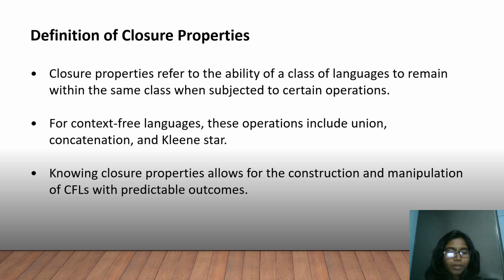Let us discuss the definition of closure properties. Closure properties refer to the ability of a class of languages to remain within the same class when subjected to certain operations. For context-free languages, these operations include union, concatenation, and Kleene star. Knowing closure properties allows for construction and manipulation of context-free languages with predictable outcomes.